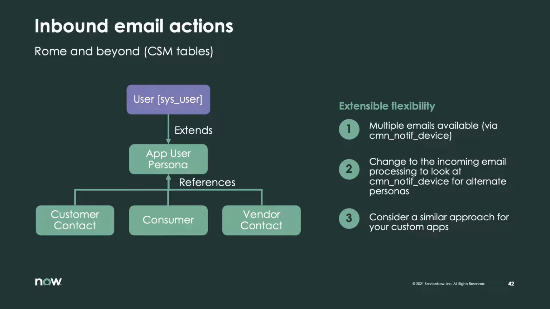The CSM table structure, also seen here, has been changed to support this. So instead of all the tables extending directly from sys_user, only one table is extended, and all those additional fields are placed in persona-specific tables. So now, one person can have multiple email addresses. They can be categorized appropriately in these tables and identified correctly by the inbound email.